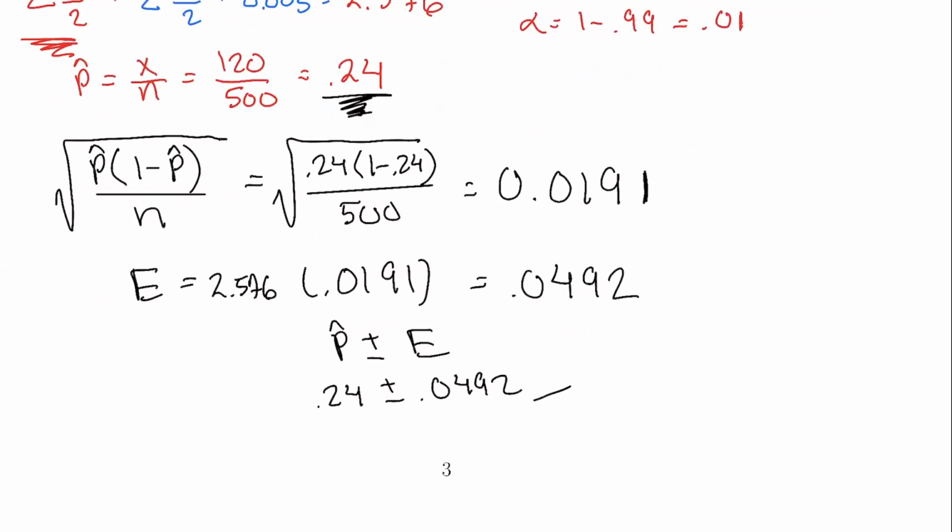Just remember, the plus or minus means you're doing the operation twice. So technically you're going to be doing 0.24 minus 0.0492, but you're also going to be doing 0.24 plus 0.0492.